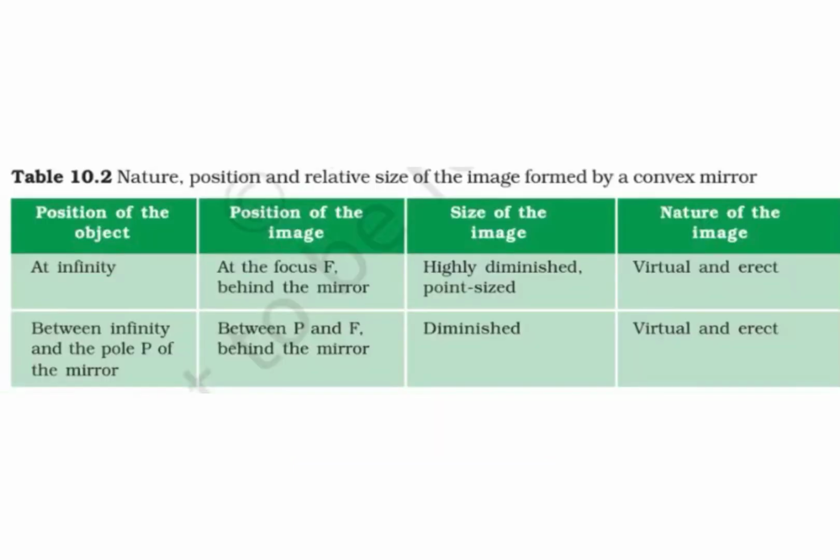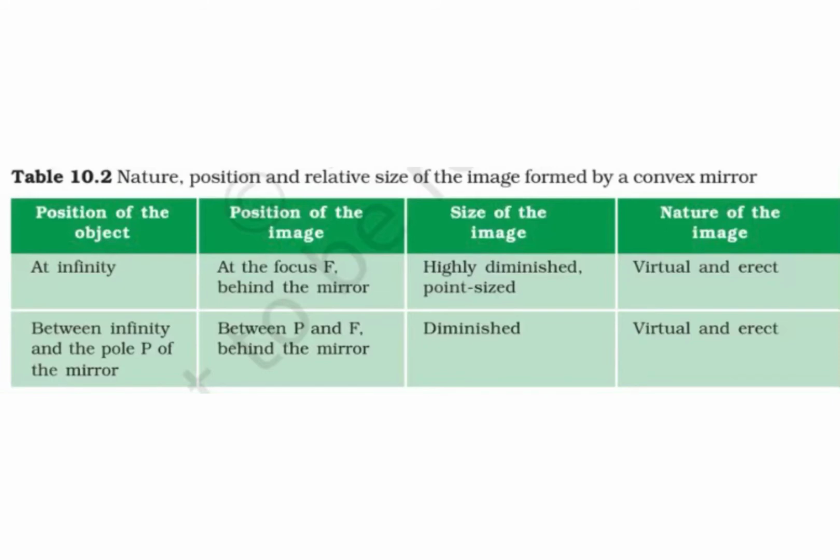Next is the image formed by convex mirror. When object is placed at different positions, we'll see that where image will be obtained, what will be its size and nature. First of all, when object is placed at infinity, image will be obtained at F, but this F will be behind the mirror, since convex mirror forms virtual image and it is obtained by extending the reflected ray backward. So it will be at F but behind the mirror. Size will be highly diminished or point like, and nature is virtual and erect.